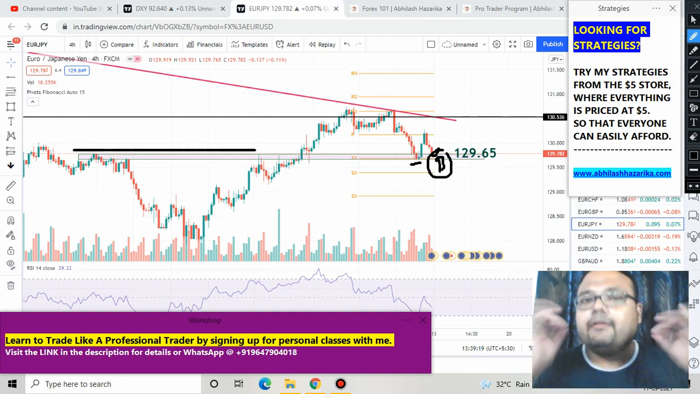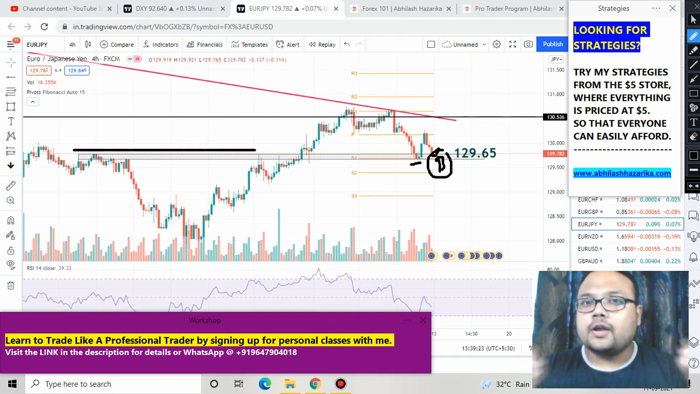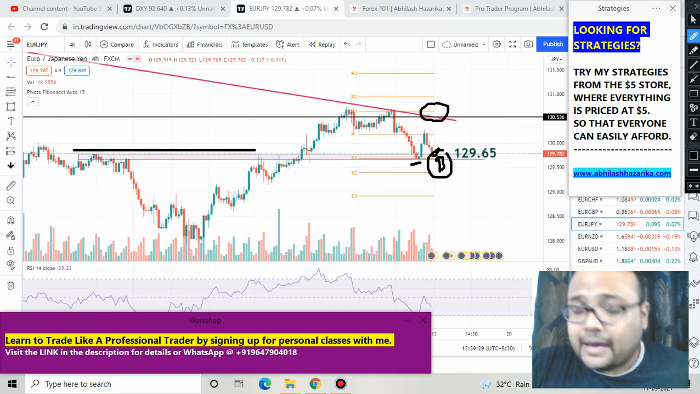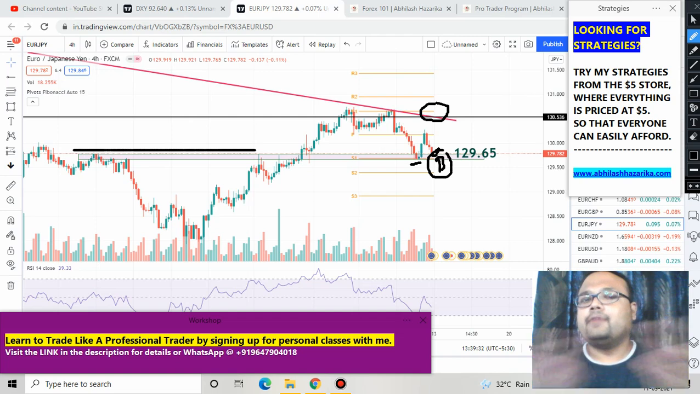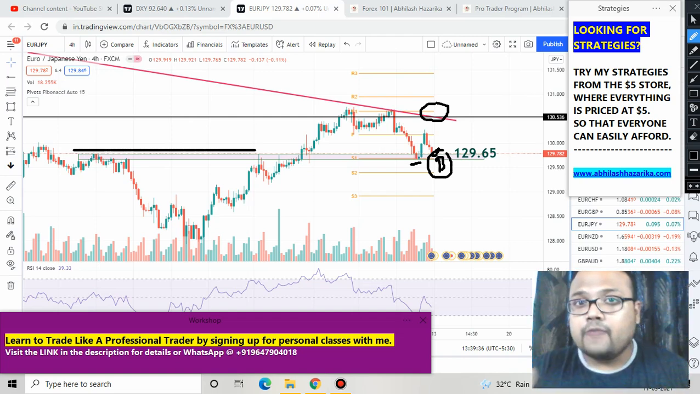Honestly speaking, I will not be buying in a market condition like this, because I prefer to trade on levels that I'm sure of. I'll be trading on this particular level, but I will not be buying here because I'm not sure about the level. I'm just saying that if you want, you can go for buy. If you want to avoid it, that is the best decision.